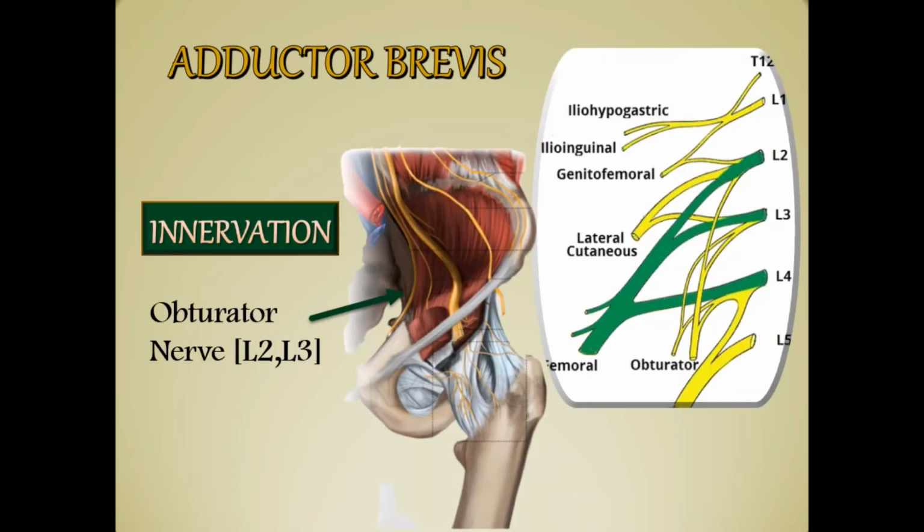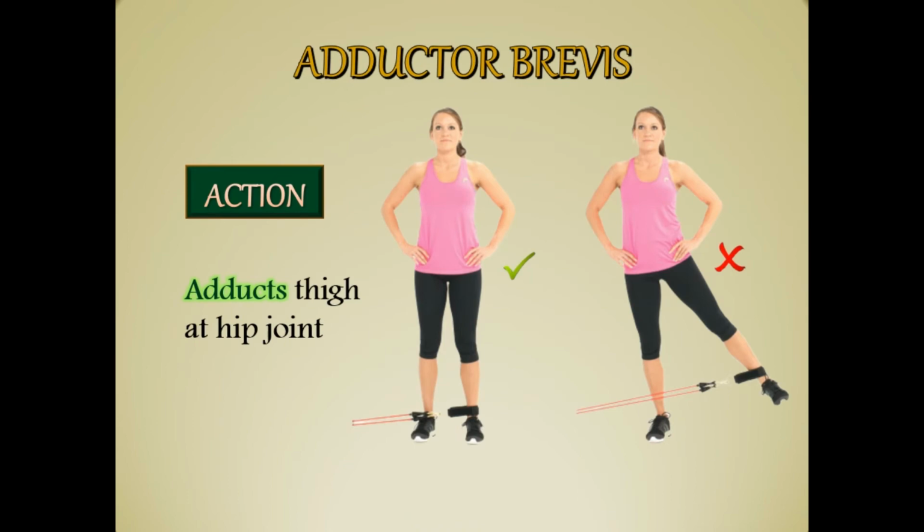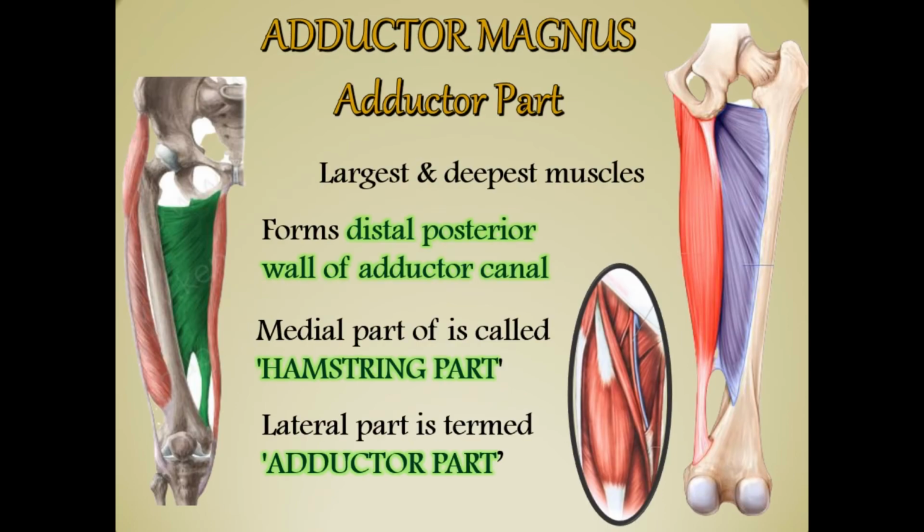Adductor brevis innervation: obturator nerve, L2 to L3. Adductor brevis action: adducts the thigh at the hip joint. So again, this is the correct one, adduction. This is wrong, not abduction. So remember, this is the adductor compartment, so it always adducts the thigh at the hip joint, except one muscle that we will discuss. And adductor magnus muscle is the largest muscle of the compartment.